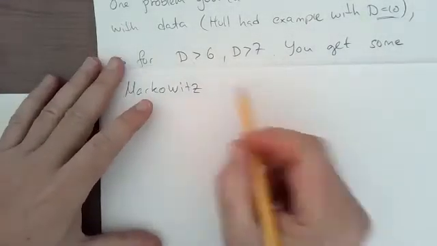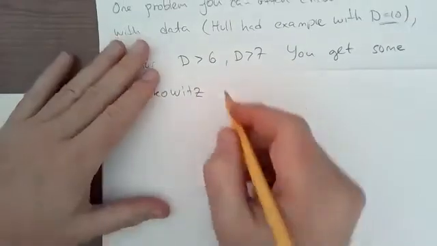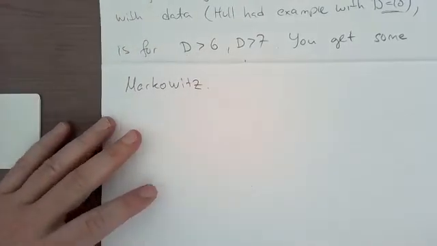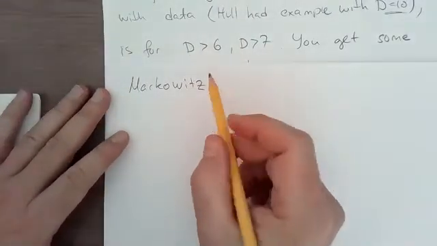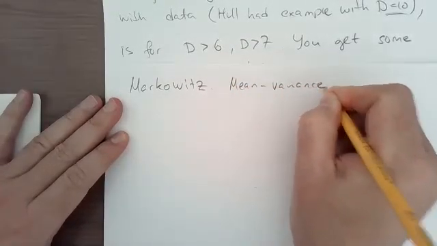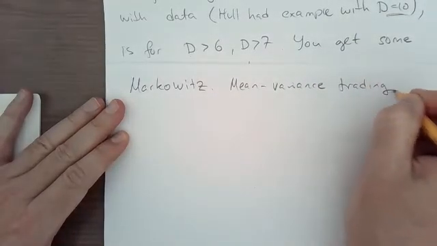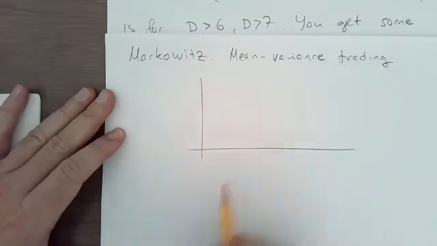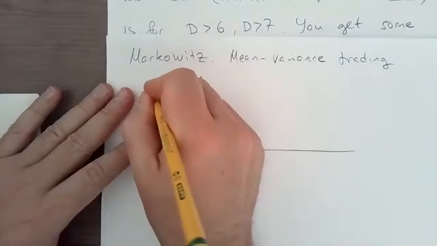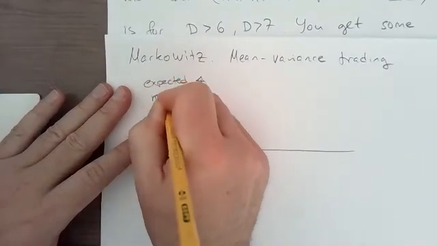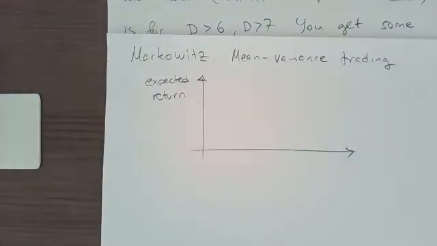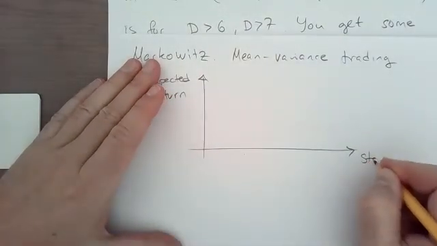He's the one that brought covariance into quantitative finance. He realized that covariance is important for what we're doing. This is mean variance trading. What you look at is you plot the mean, the expected return, and then you plot, is it variance or standard deviation now? It's probably standard deviation.